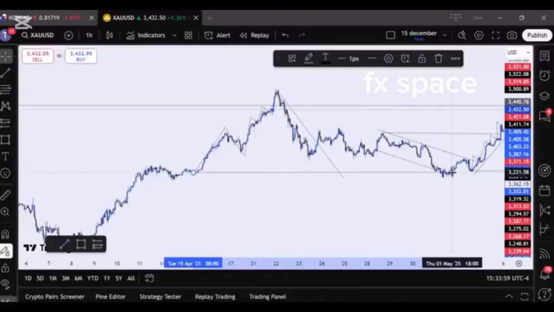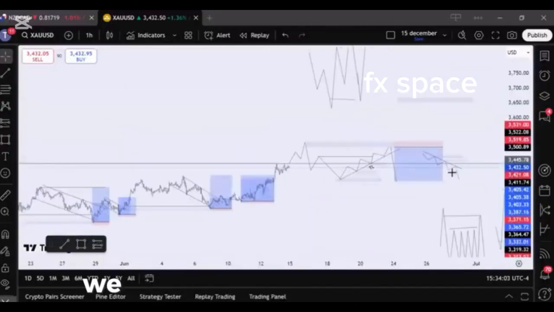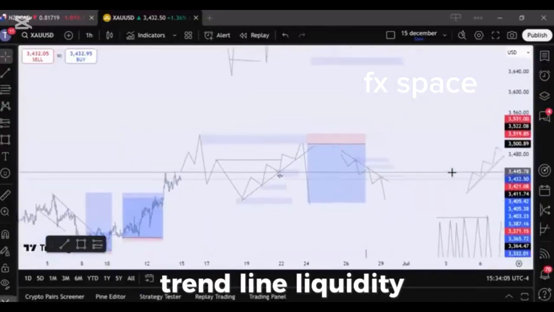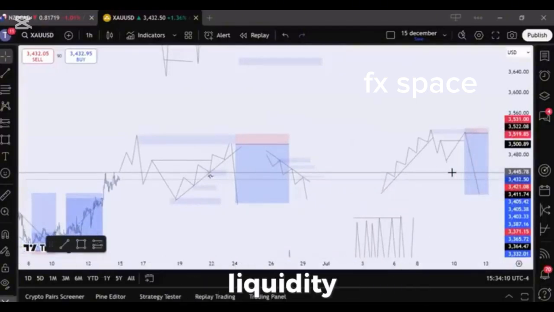So the first type of liquidity that we have in the market, and one of the most common types of liquidity in the market, is trendline liquidity. Now, that was an example of how you can take your profit using that trendline liquidity.